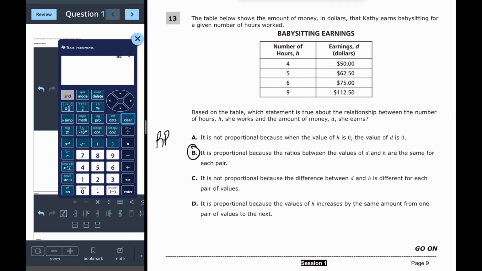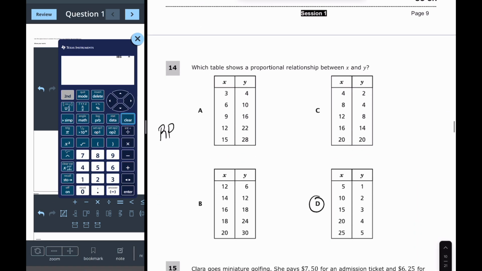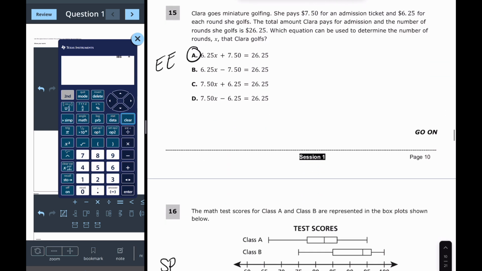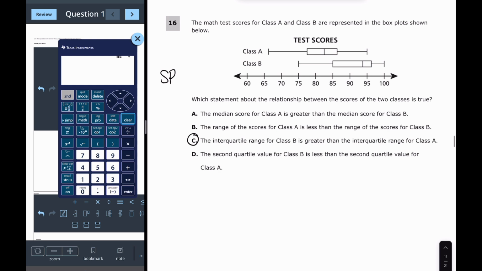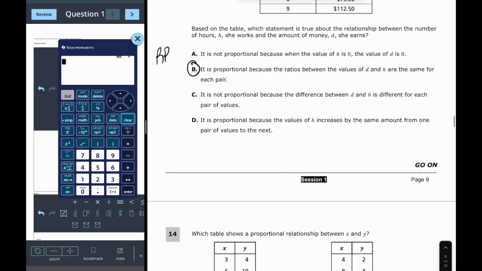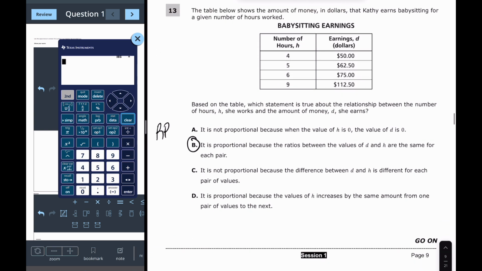All right, for number 13, the answer is B. 14 is D. 15 is A. And 16 is C. So again, I wrote the domains on the side. Here are the 4 answers. If you had any incorrect, keep watching. If not, keep going to the next section.